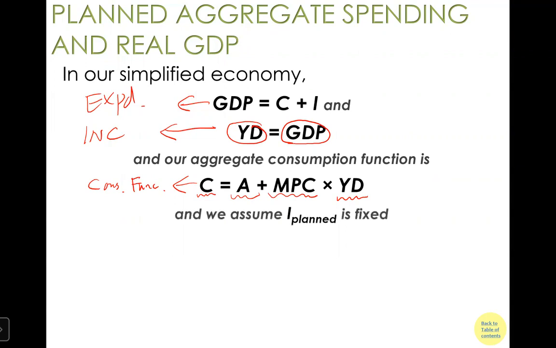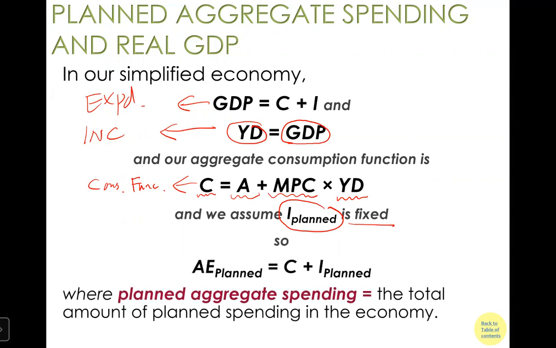Now, for the moment, we assume planned investment spending is fixed. This is something you plan, how much inventory you're going to add. Okay, so this is fixed. And then we add them together. So we are going to have AE, which is equal to C plus I. This planned aggregate expenditure equals C plus planned investment.